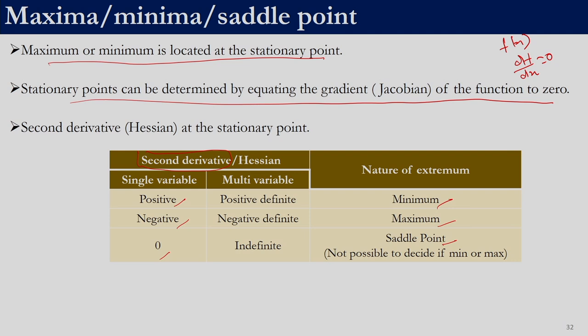In terms of a multivariable problem, we'll have the Jacobian. The Jacobian has to be equated to zero. We'll solve a multivariable problem so you would better understand. The second derivative is nothing but the Hessian matrix. Again, we'll show you that. If the Hessian matrix is positive definite, then the stationary point is a minimum. If the Hessian is negative definite, then the stationary point is a maximum. And if it is indefinite, then again it is a saddle point, so it is not possible to decide whether at that point the function has a minimum value or a maximum value.